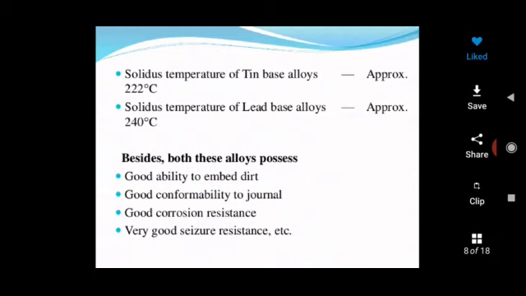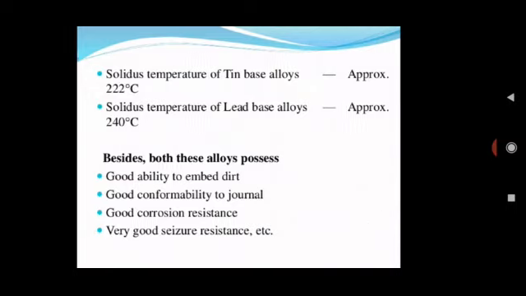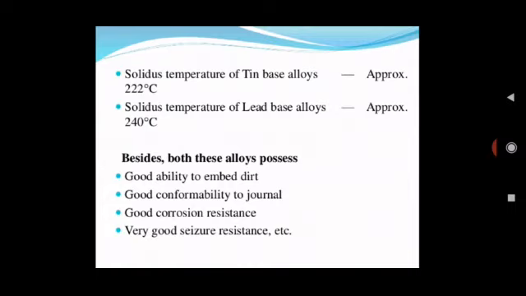What are the good properties of this alloy? It is able to embed dirt. Embeddability is the ability to absorb the dirt that comes in the lubricant between the journal and the bearing. It should have good embeddability. It should also have good conformability to the journal, meaning any misalignment with the journal of the bearing should be adjusted. It should also have good shear resistance, good compatibility, and it should be corrosion resistant. All these properties are good in lead and tin alloys, that is why they are used.